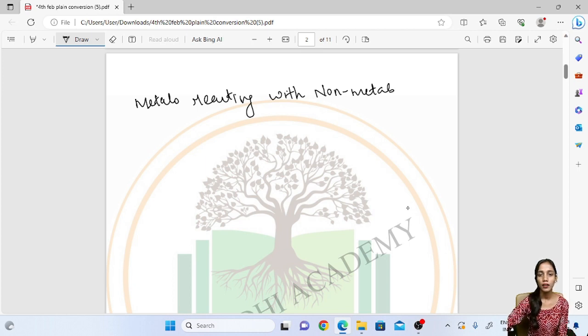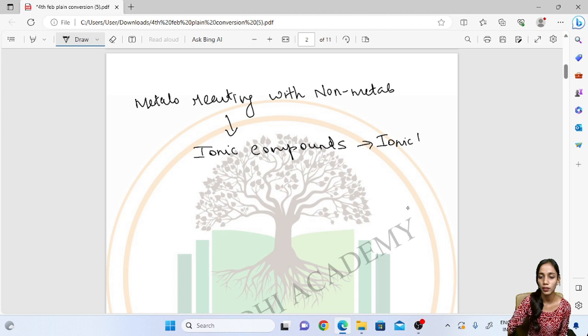Here we need to know that metals react with non-metals to form something called ionic compounds. Ionic compounds are the ones which share an ionic bond between the metals and the non-metals.